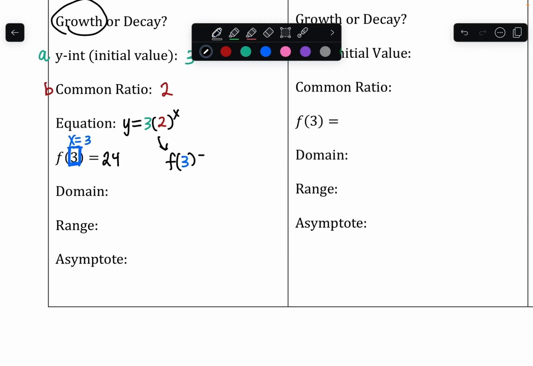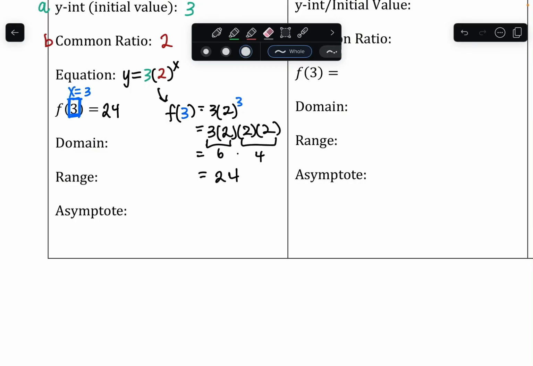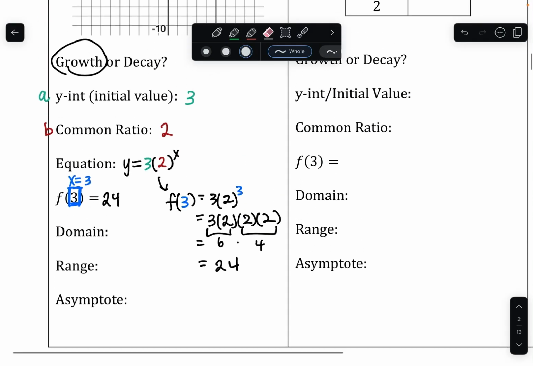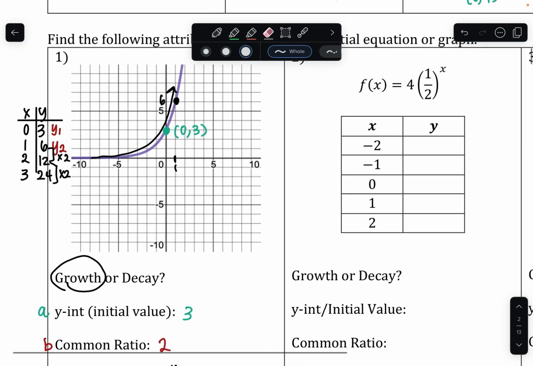Okay, and so that would give me 3 times 2 to the third power. Okay, and so 3 times 2 to the third power is multiplying by 2 3 times. So that would be 6, that would be 4, and then multiply those and you get 24. So either way.